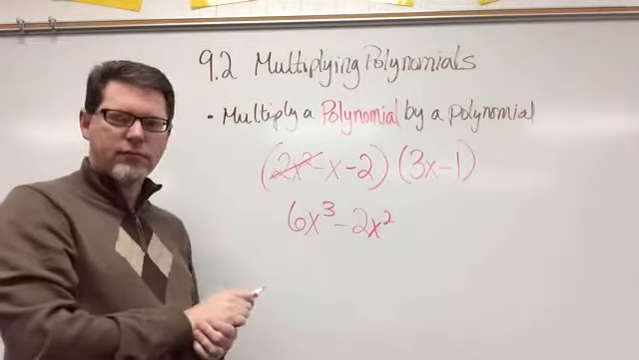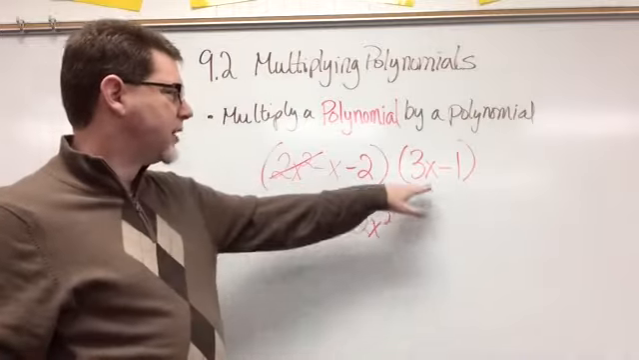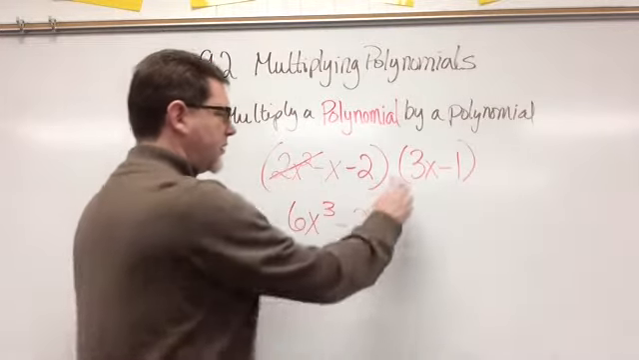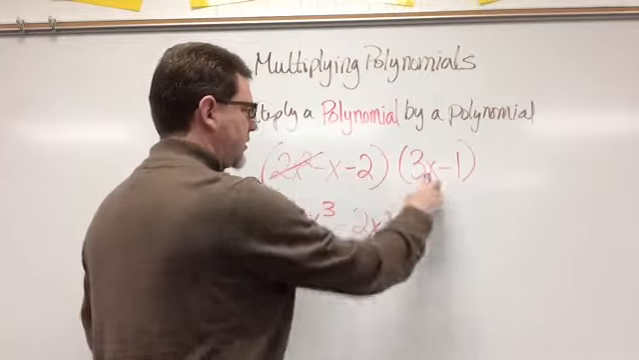Done with that one. Now I've got negative x times 3x. Negative 1 times 3 is negative 3. x times x is x squared.